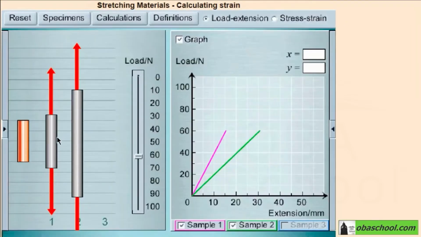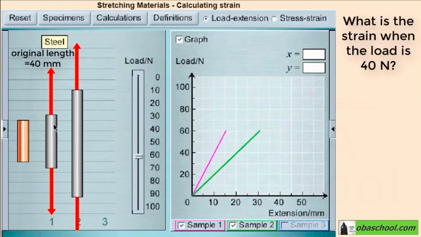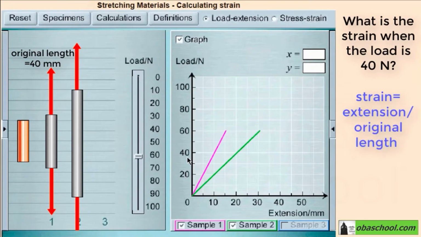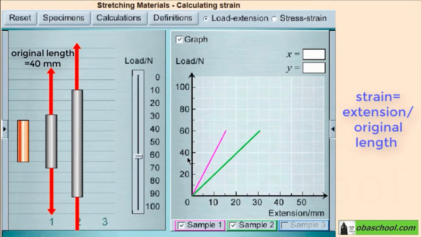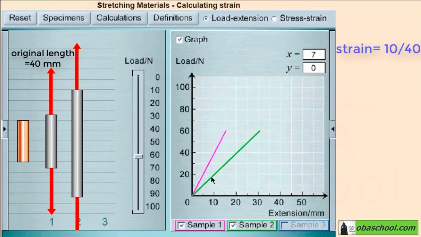If the shorter specimen has an original length, or an unstretched length, of 40 millimeters, what is the strain when the load is 40 newtons? Using the formula, strain equals extension divided by original length. So what's your answer? So the strain is equal to 10 millimeters divided by 40 millimeters, which will give 0.25.